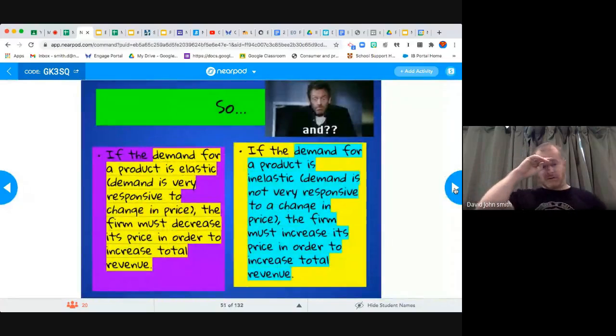All right. The rules. If the demand for a product was elastic, more responsive, then the firm should decrease their prices in order to see an increase in total revenue. If the demand for a product was more inelastic, demand was not very responsive to a change in price, then a firm should increase its price in order to increase its total revenue. Those are the rules that we apply. So when you're asked about who cares, when you're asked about what the significance of an understanding of PED is to a business, the stakeholder, this is the sort of thing that you are then explaining.